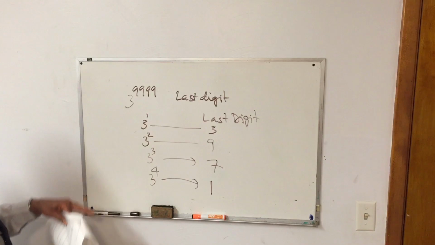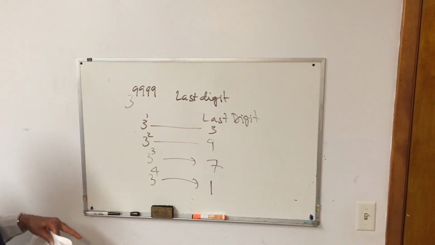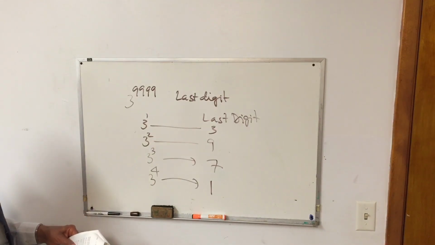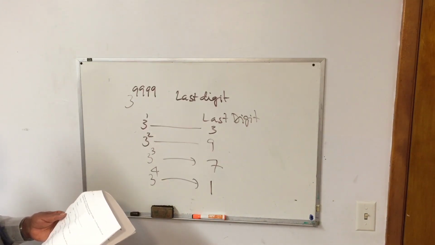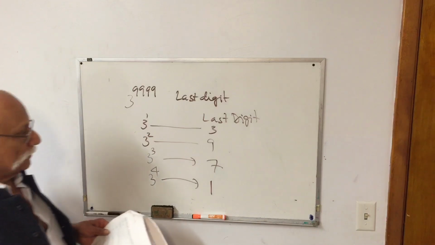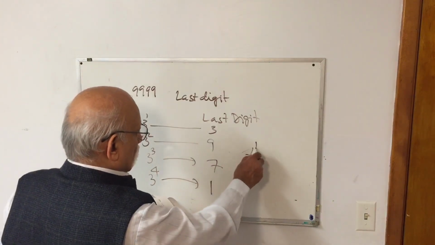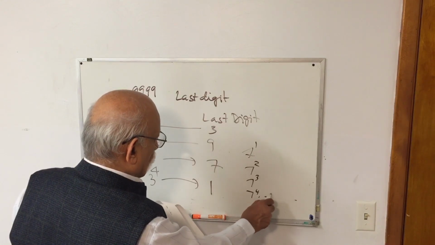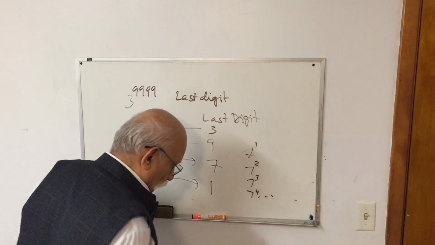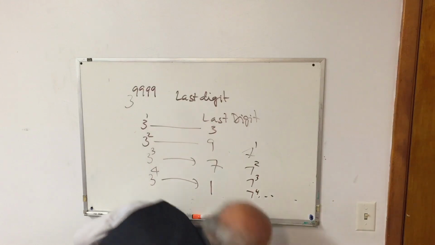Now continue 3 to the 5, 3 to the 6, 3 to the 7. You will get a pattern, and from that you figure out what is the last digit. You have to do some work. Also work on 7 to the 1, 7 to the 2, 7 to the 3, 7 to the 4, and so on. So that will be a little bit of work.